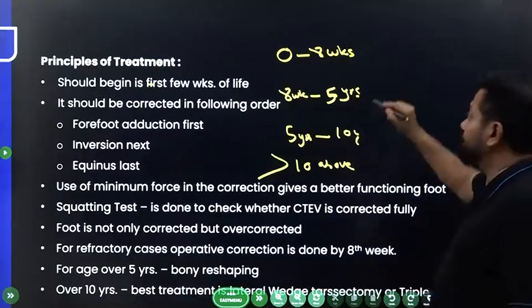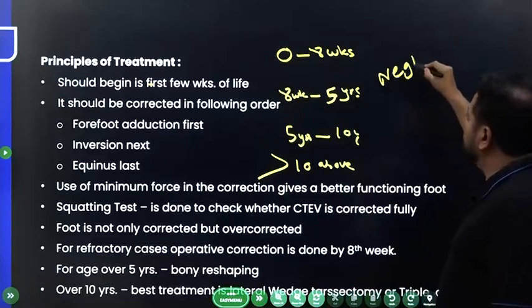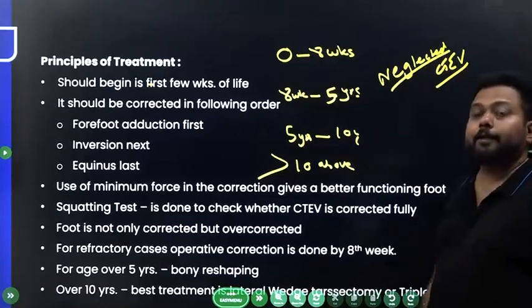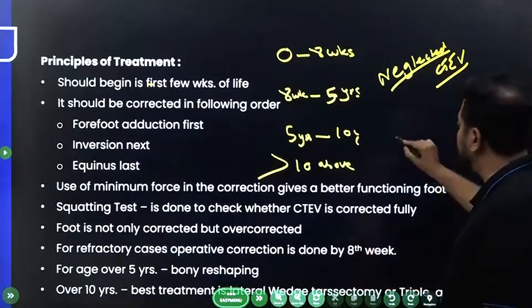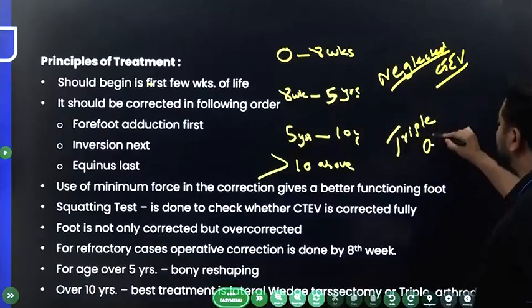that is called neglected CTEV. And in neglected CTEV, there is no other option after 10 years. The only surgery that is available is triple arthrodesis.